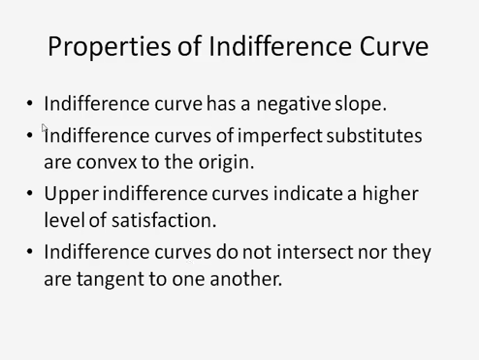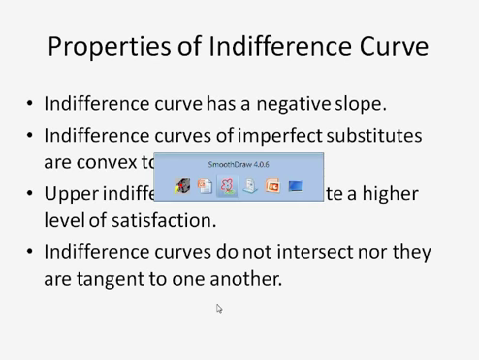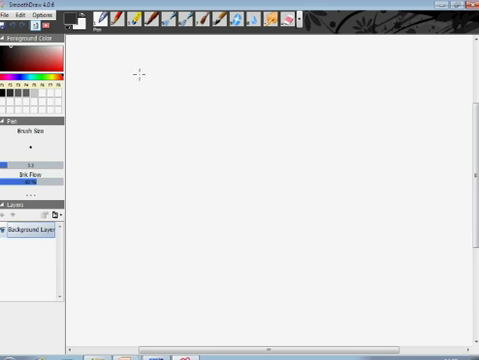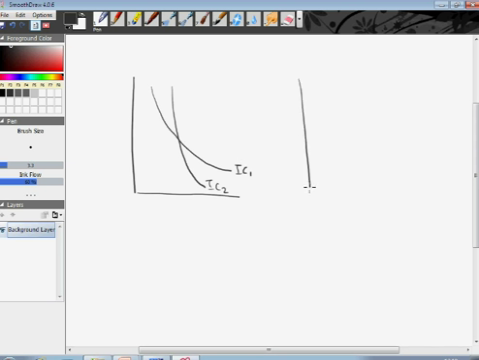Now our last property is that indifference curves do not intersect, nor are they tangent to one another, which means that if I draw this indifference curve IC1 like this, the other curve will not intersect IC1. It will always be like this.